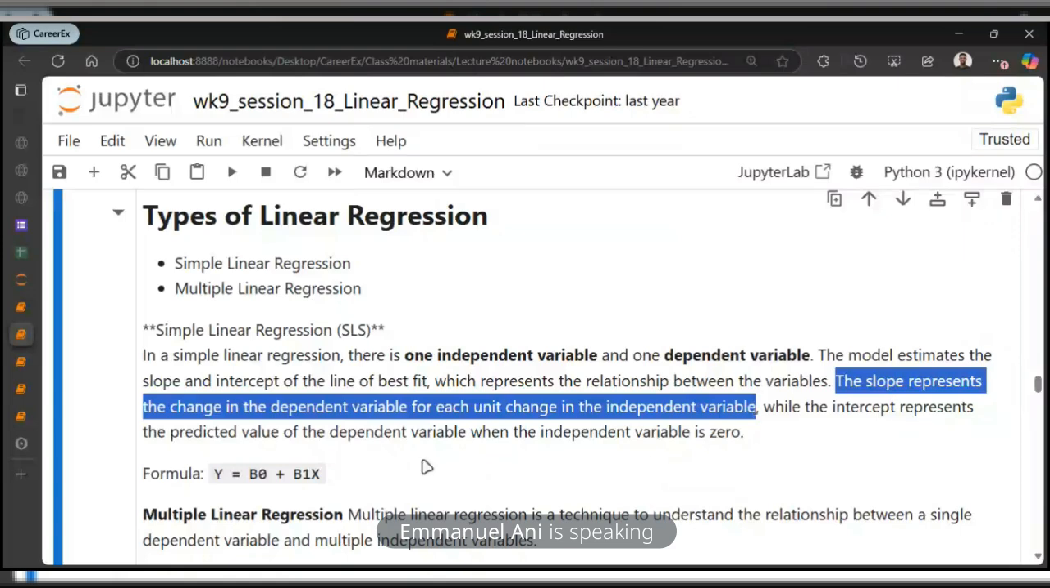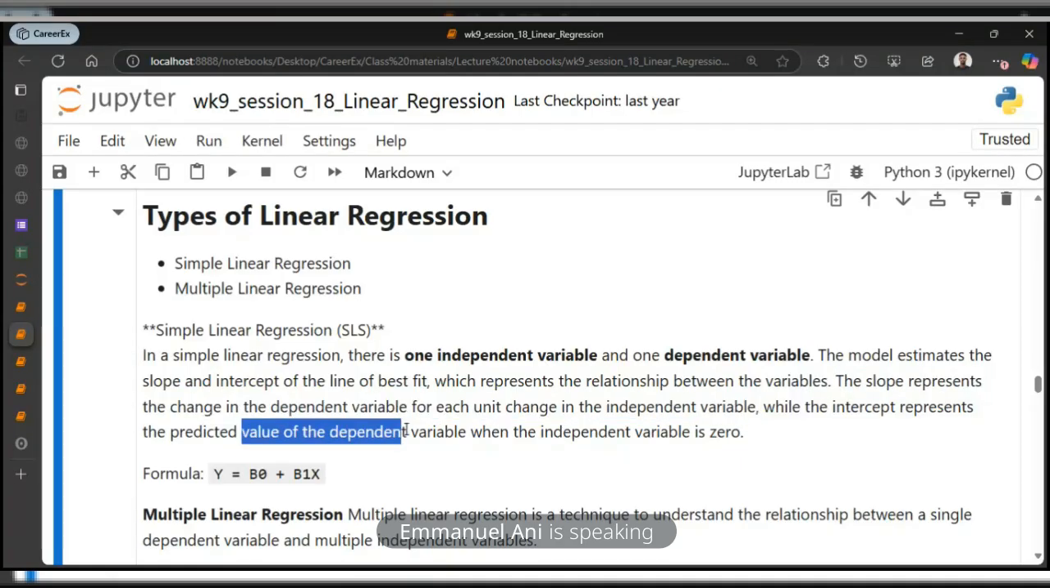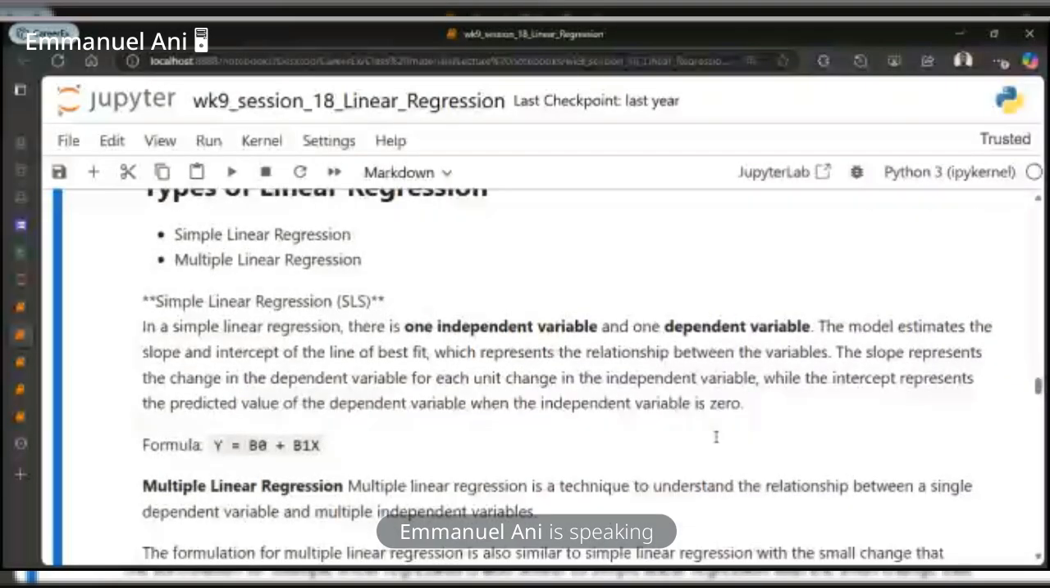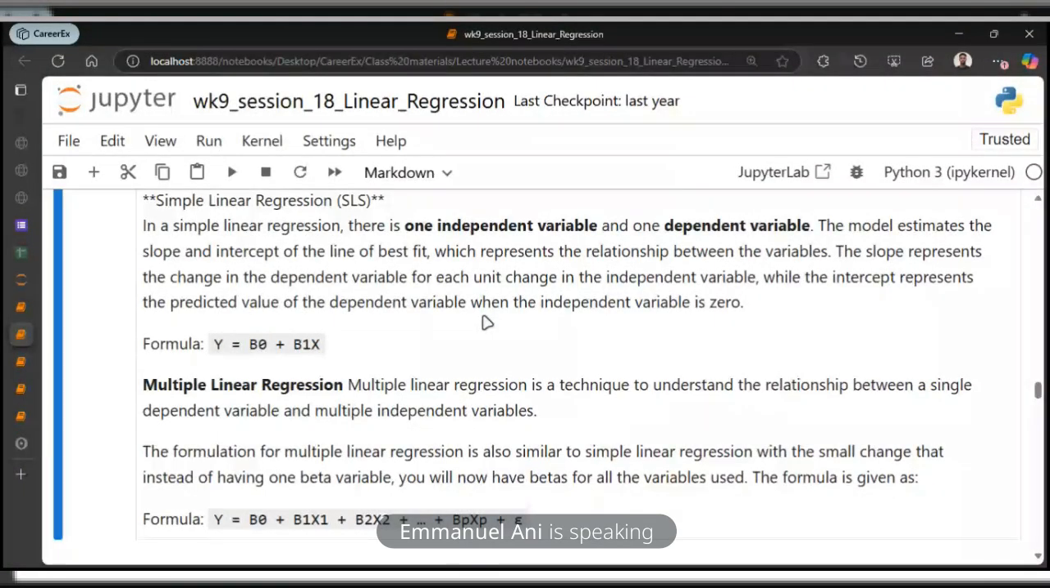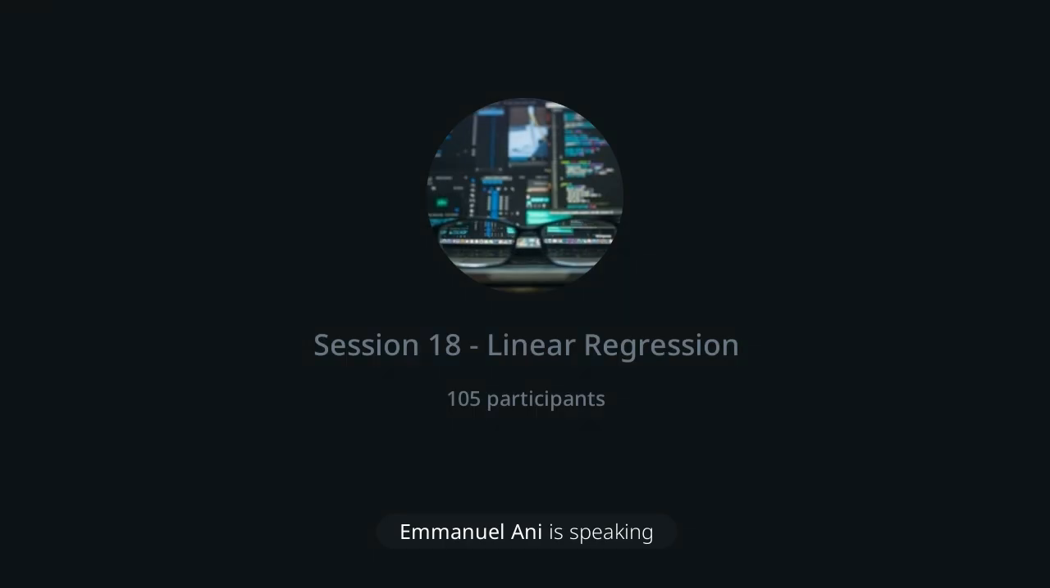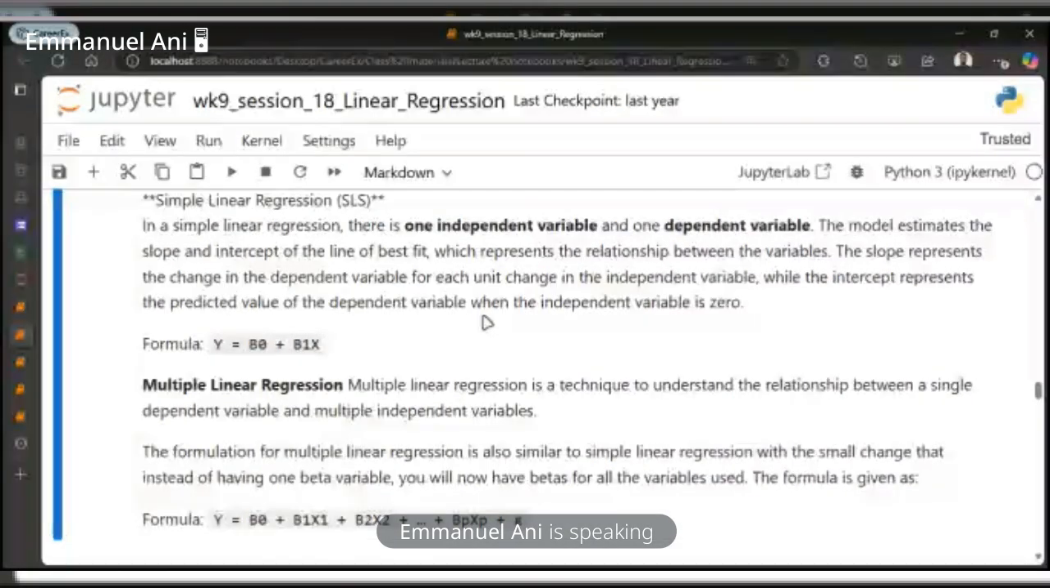While the intercept represents the predicted value of the dependent variable when the independent variable is 0. So the definition of the intercept is the value of your predicted variable when your independent variable is 0. When you set all your independent variables to 0, as in a multiple linear regression, the value of your dependent variable, that's your prediction, is actually your intercept. So that is basically what the intercept represents.